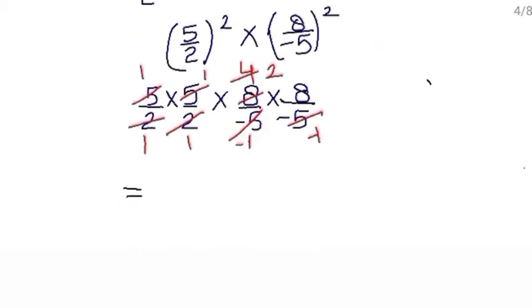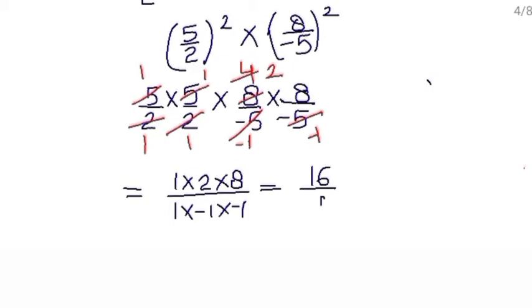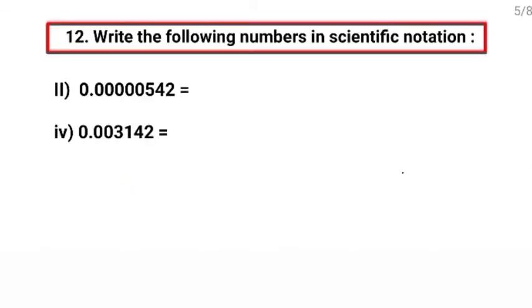What do you have now? In numerator you have 1 multiply 2 multiply 8 and in denominator you have 1 multiply minus 1 multiply minus 1. 8 twos are 16, 1 ones are 1 and minus sign is occurring even number of times, so it will be positive. 16 upon 1 is also equals to 16. This is your answer. Next is write the following numbers in scientific notation.